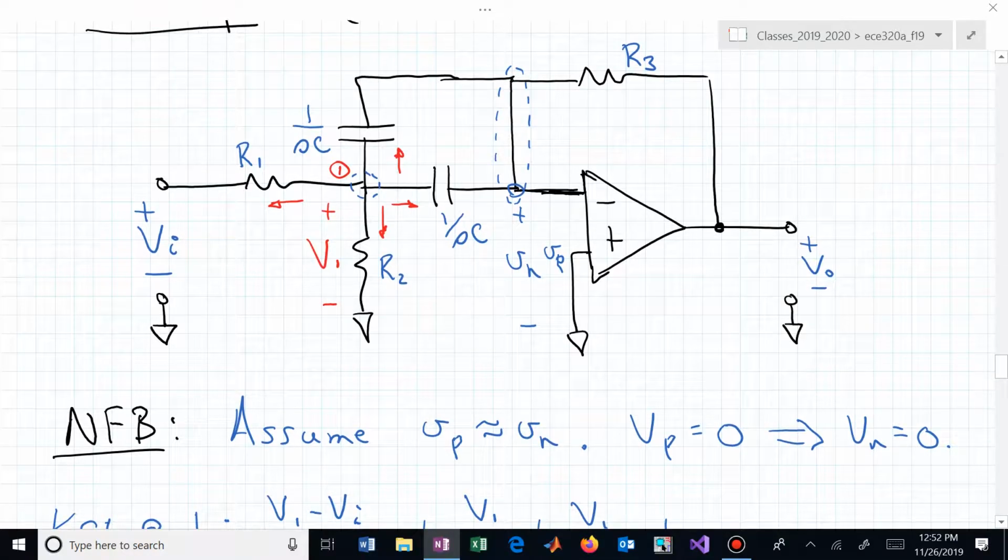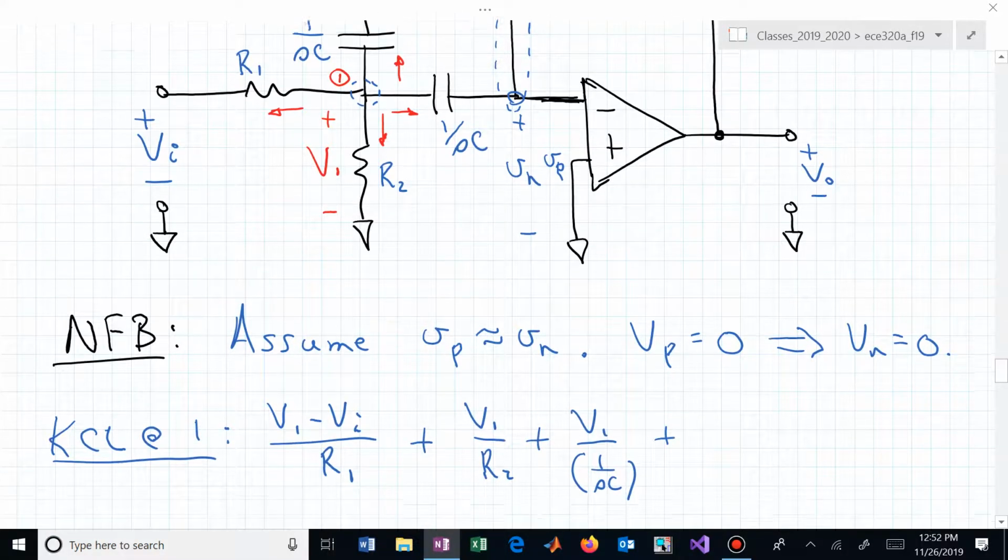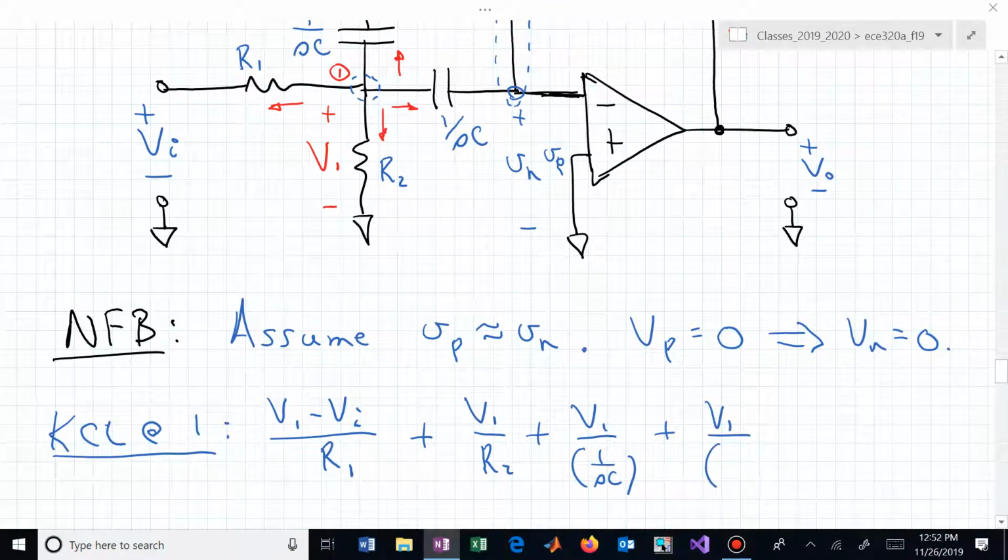And then finally, the current going up. Again, we're sitting at V1, and where are we going? To what voltage? We're going to V sub n again. That's that wire that's connecting everything together, and that's at 0. Again, we have V1 over 1 over SC, and the sum of those 4 sum to 0.